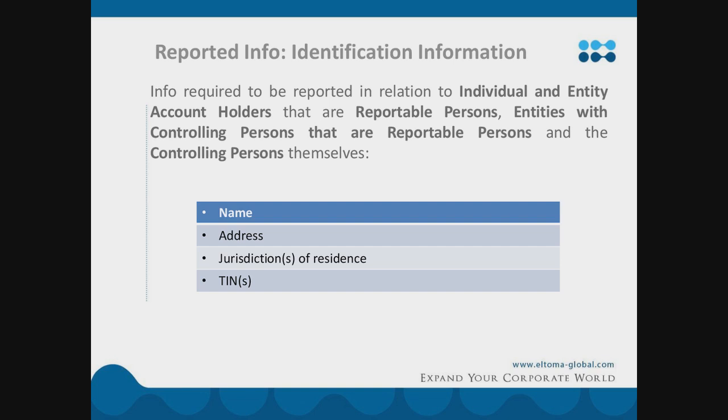The name of the account holder. So if it's an individual, then the name of the individual. If it's a company or an entity, then the name of the company or entity. The address: again, for the pre-existing accounts, the bank will get the address from the files that it already has. As for newly opened accounts, the bank will take the address from the self-certification forms that the company will submit for the purpose of bank account opening. The jurisdiction of residence or jurisdictions of residence, and finally the tax identification number.